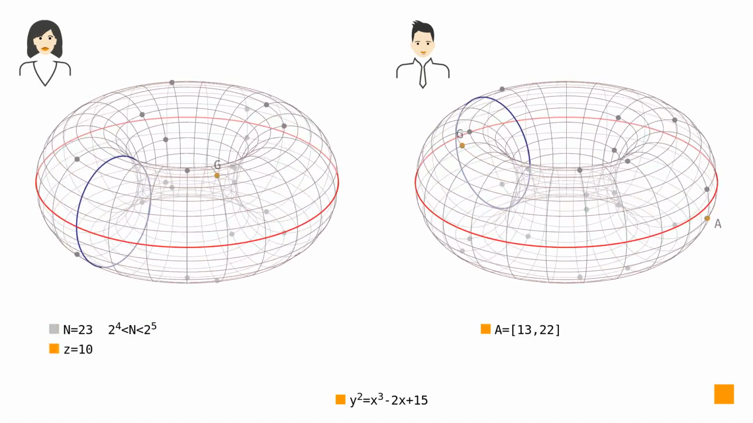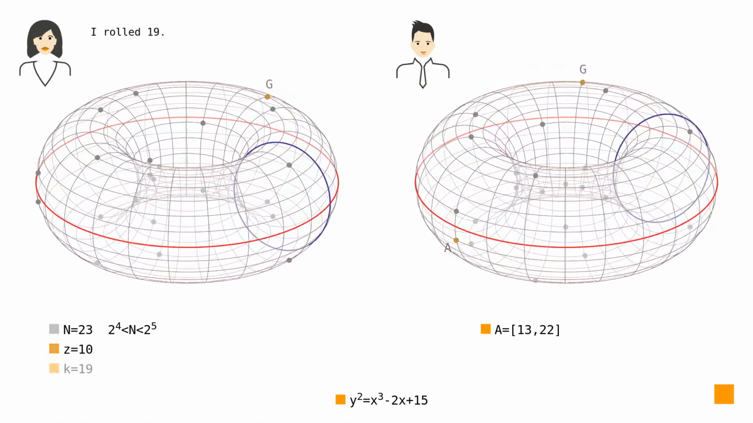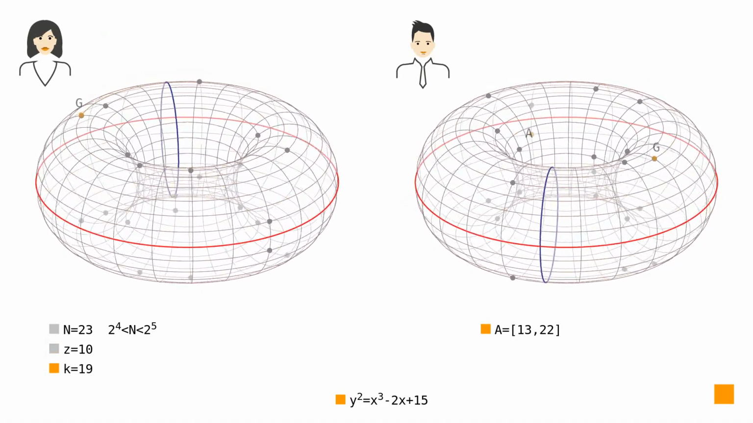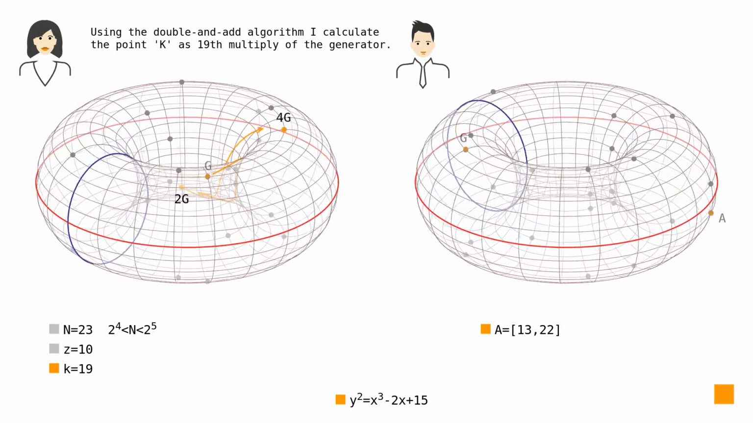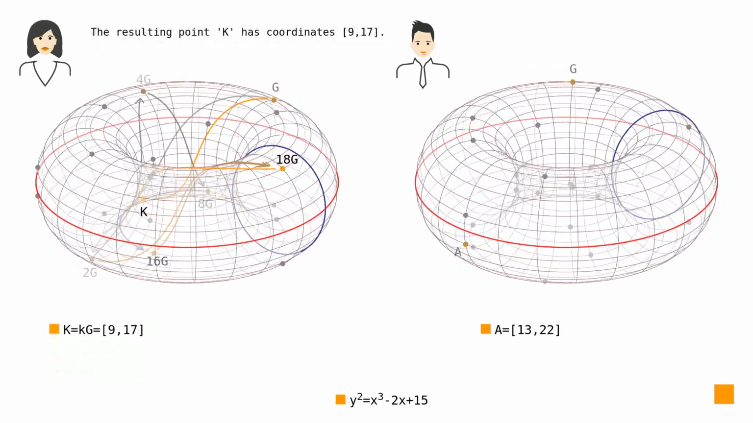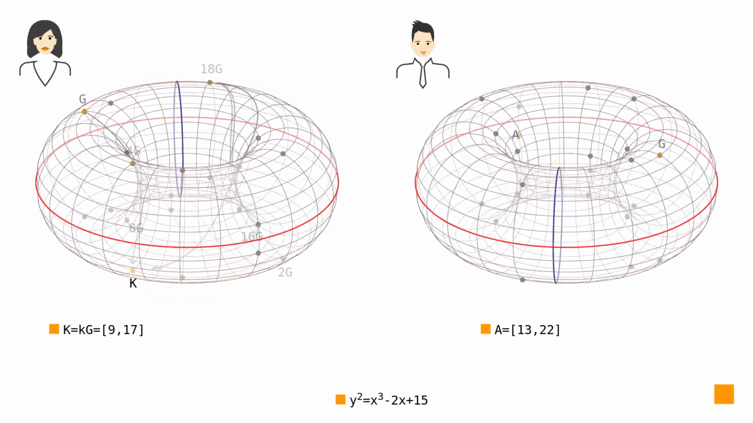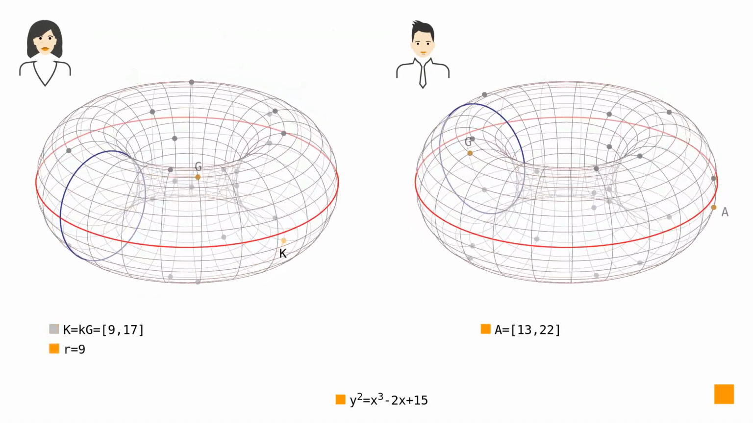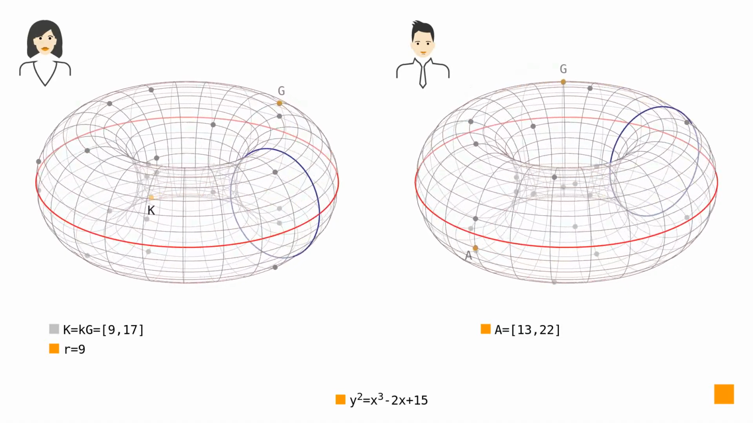Now Alice rolls dice to choose a random number k between 1 and the order of the curve. I rolled 19. Now she multiplies the generator by this number k to get the point k. Using the double and add algorithm, I calculate the point k as a 19 multiply of the generator. The resulting point k has coordinates 9, 17. The x-coordinate of the point k is the first half of our signature, usually labeled r. It serves as a reference value used for verifying the signature.